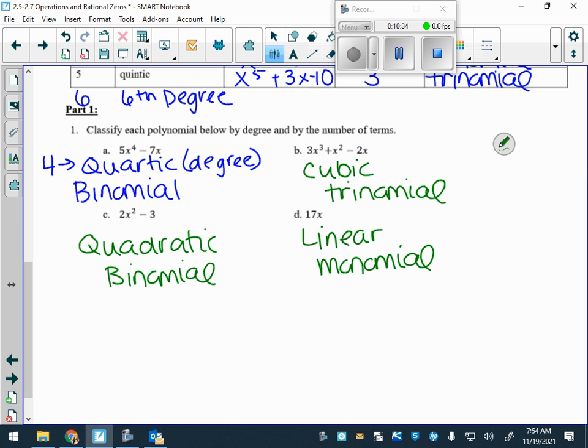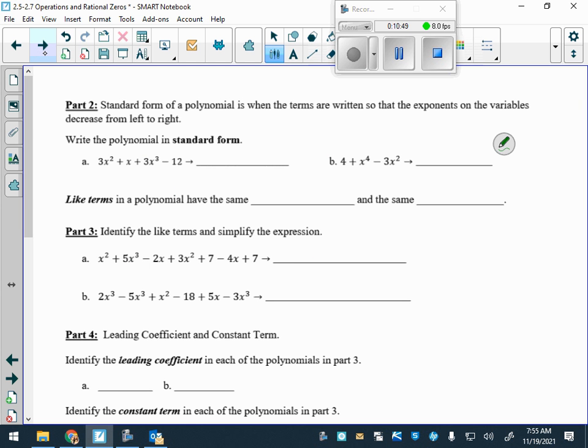It's a linear binomial because we have an x there, okay? If it was just 17, then it would be a constant, okay? So 17x is a linear binomial. How many of you got all three of those correct? Good, you guys. Awesome. So now, we always want to write these in standard form, okay? So it's the highest exponent, as you read it left to right, highest exponent all the way down to the constant. Now, one thing to remember, your signs don't change, okay? You're just rearranging, especially in these two examples.